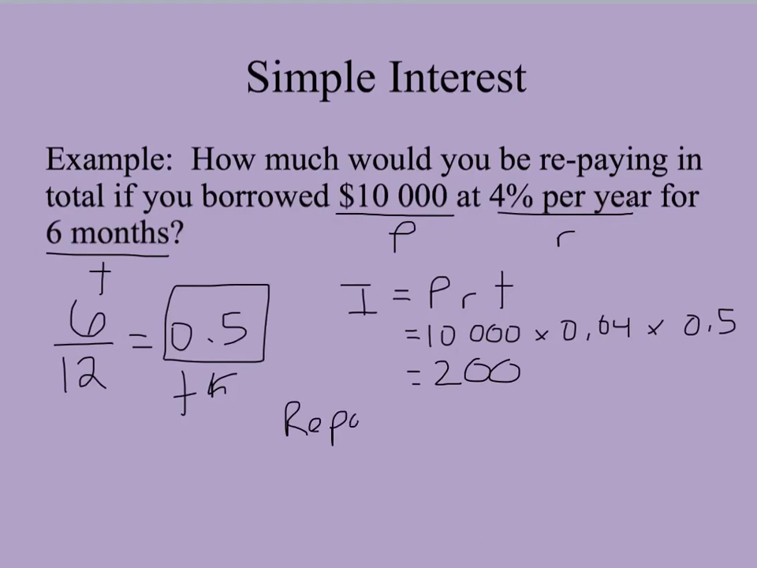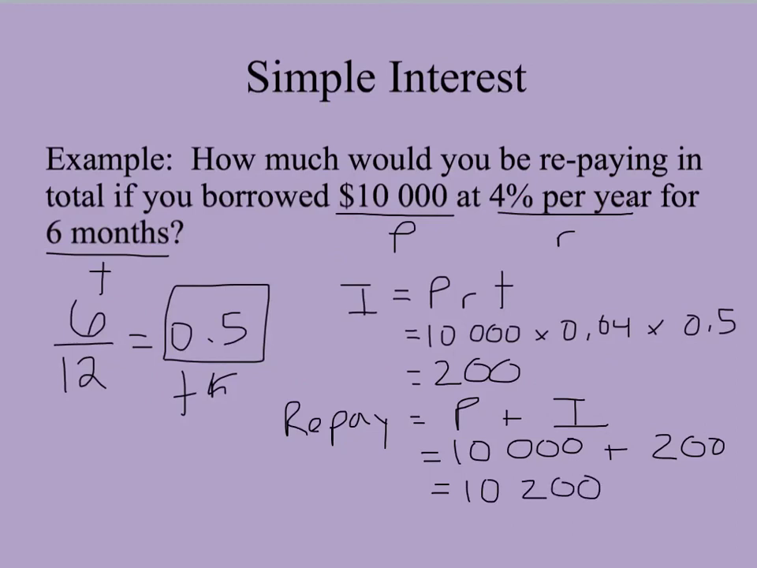What you repay is everything you borrowed plus the interest that it cost you. So we borrowed $10,000 and it's going to cost us $200 just to borrow it, which brings what we're repaying, 10,000 plus 200 is 10,200. So the answer to the question, therefore, we would repay in total $10,200.